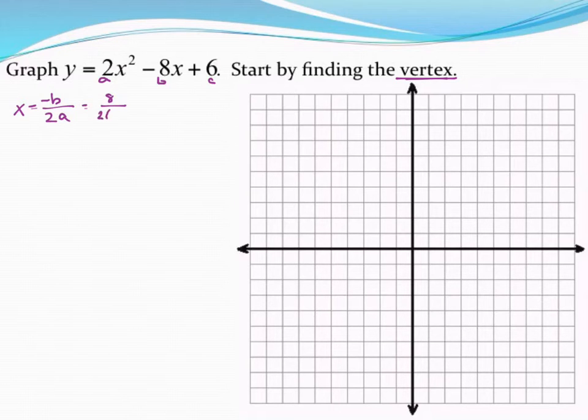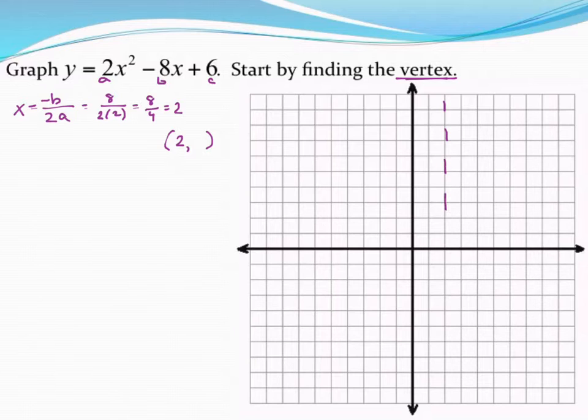Divide that by 2 times my a value, which is also 2. That's 8 divided by 4, which gets me 2. So again, that's only the x-coordinate of my vertex. I still need to find the y-coordinate. However, that does tell me one more thing. That 2 actually tells me where the axis of symmetry is.